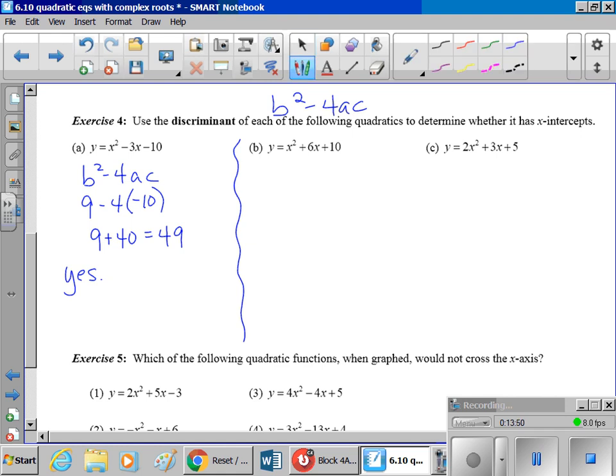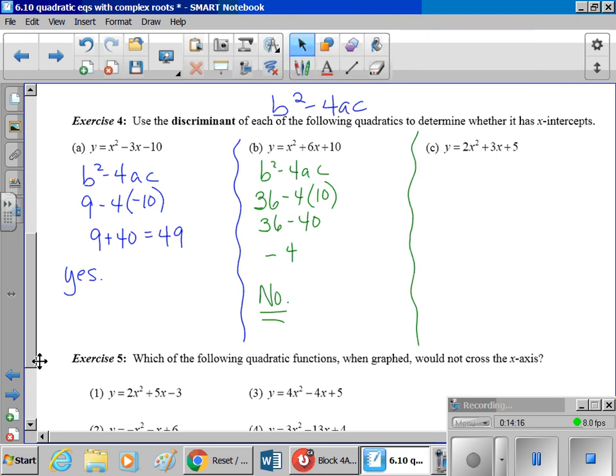So the next one is going to be b squared, I'm going to write it down, minus 4ac. So 36 minus 4 times a times c. So here we get 36 minus 40, so here we get a negative 4. So this is going to be a big fat no. When you get a negative 4 underneath that radical, you are not going to have x-intercepts.